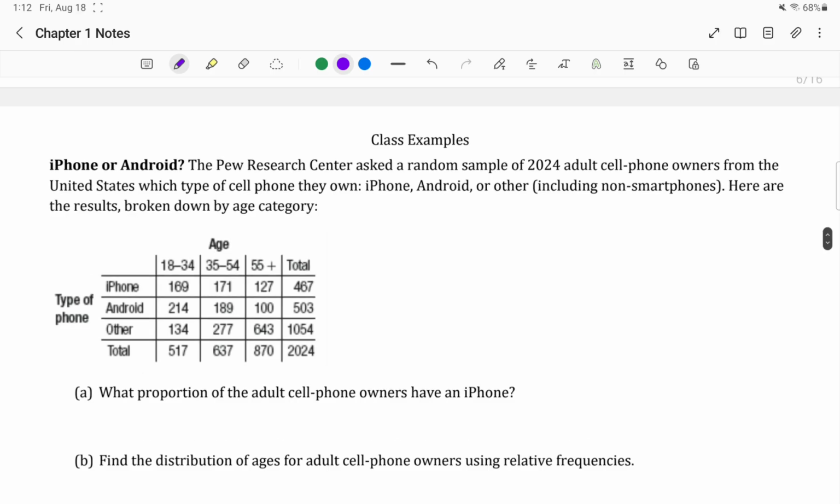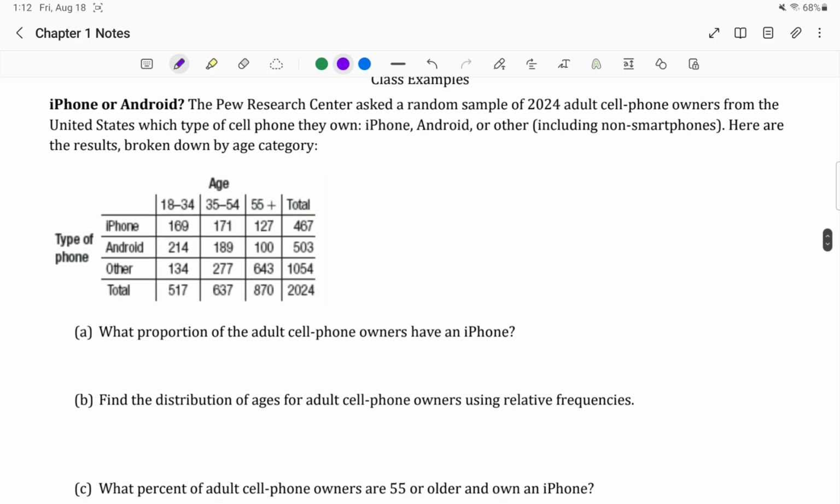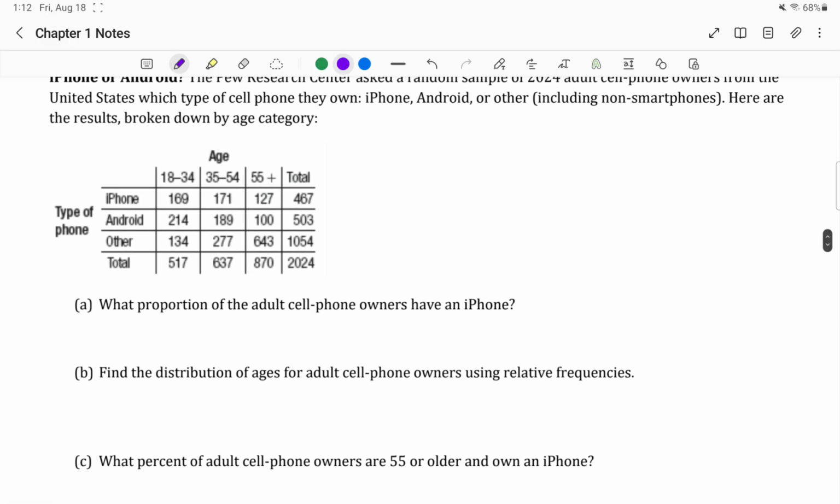Okay? Moving on to the next page, page 7 here, iPhone or Android. It says the Pew Research Center asked a random sample of 2,024 adult cell phone owners from the United States which type of cell phone they own: iPhone, Android, or other, including non-smartphones. Here are the results. So this is called a two-way table, hopefully read about in the book. So we have the individual cell, the row total there, the column total there, and the table total down there.